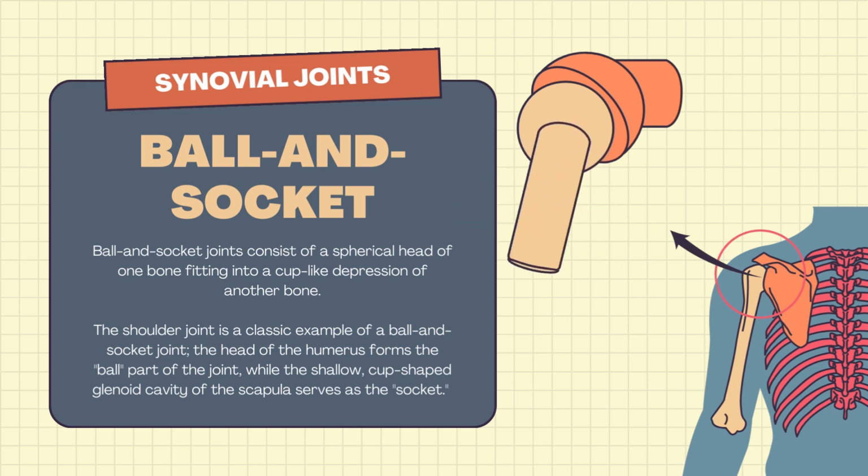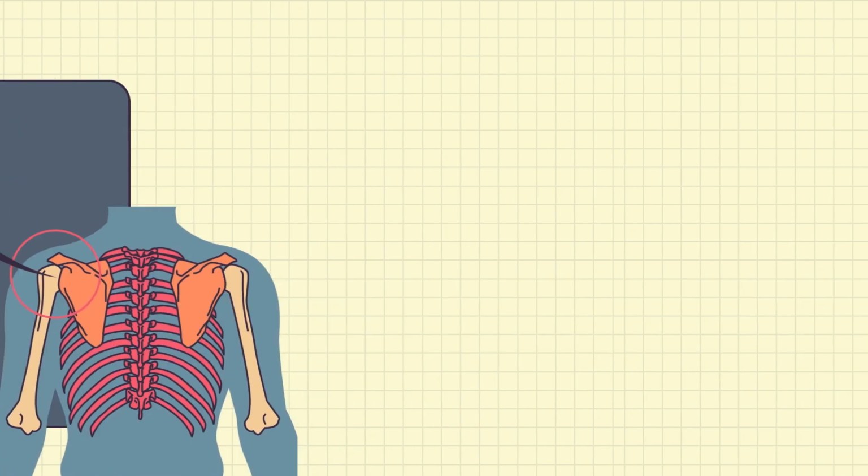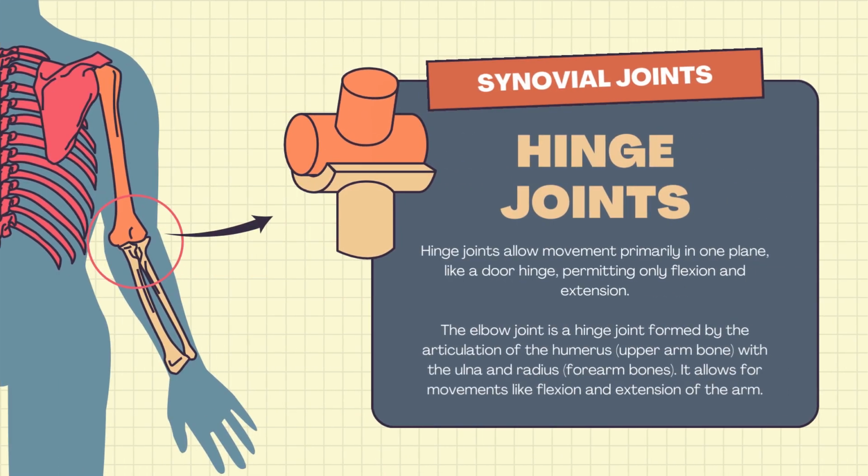The head of the humerus forms the ball part of the joint, while the shallow cup-shaped glenoid cavity of the scapula serves as the socket. Then there are hinged joints. They allow movement primarily in one plane, like a door hinge, permitting only flexion and extension.